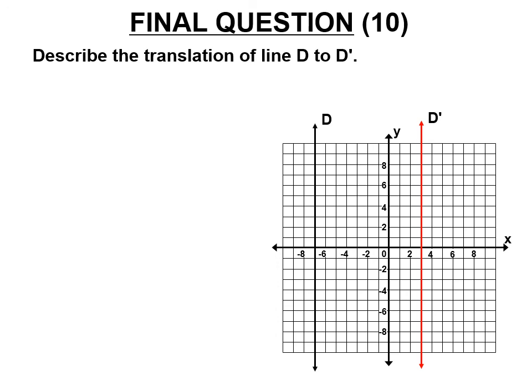All right, so describe the translation of D to D prime. This is actually part of the standard. So you move this line. How did you move this line? You went from -7 to +3. We translated it 10 units to the right. Because we start with the pre-image, the line D, to the image D prime.